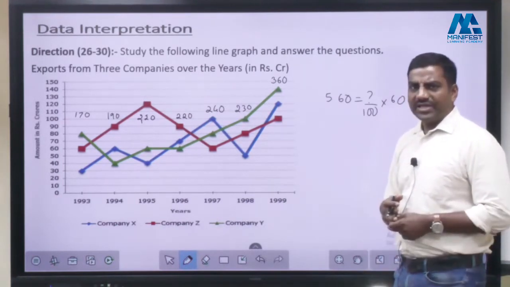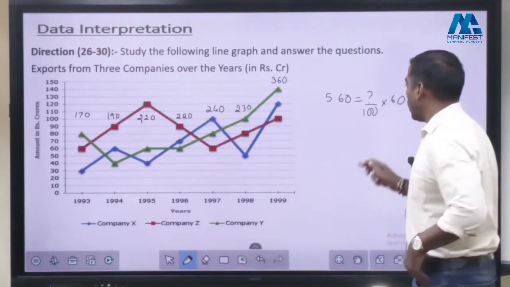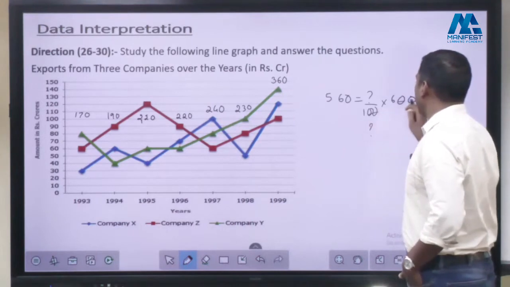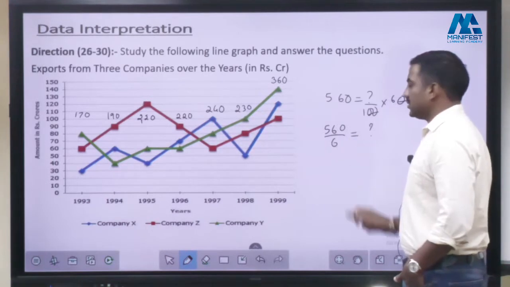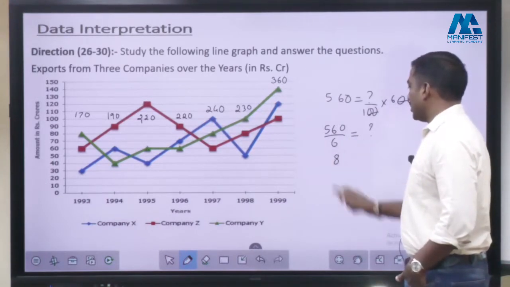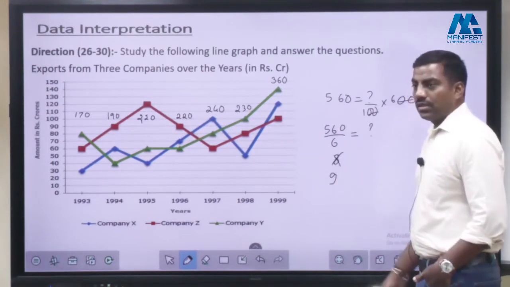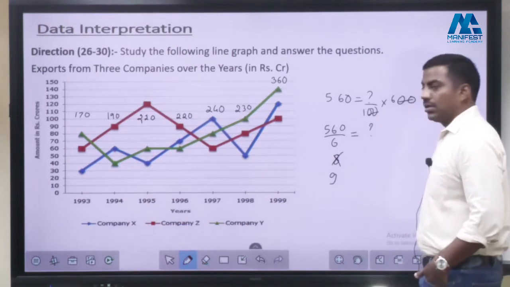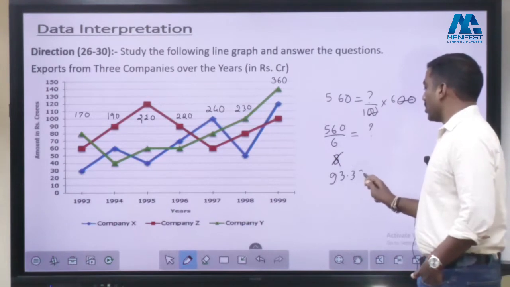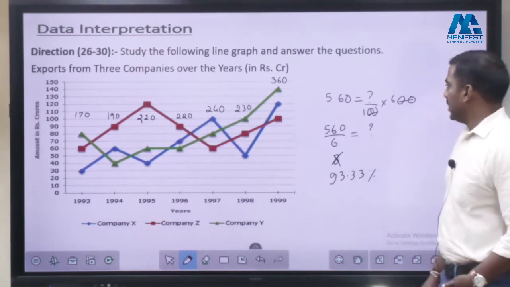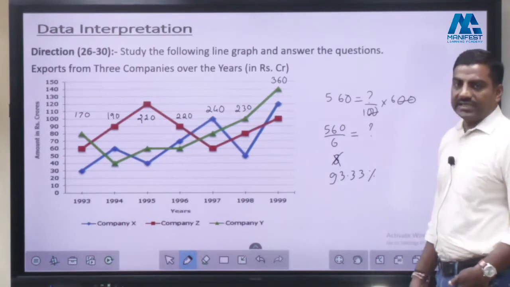Correct, no? 560 and 600, the sums are correct, right? Now, this 100, the zeros cancel. This is 560 divided by 6. 93.33. So 560 is 93.33% of 600. That is the understanding.